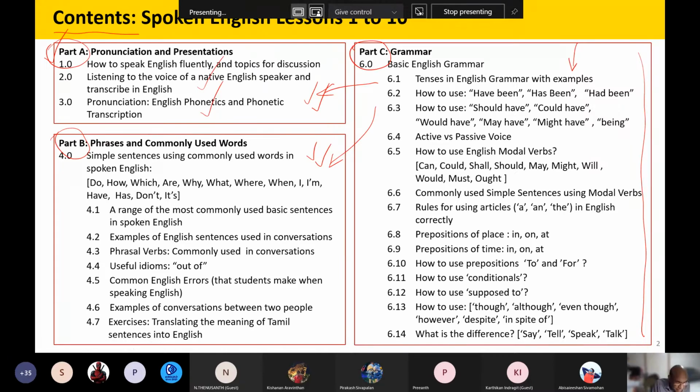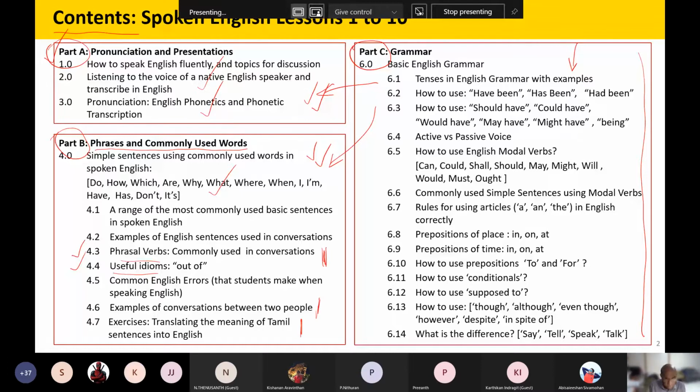The next part is the phrases and commonly used words and sentences. These are words that you need to remember. If you remember, you can speak very well. I've given you some selected sentences. Especially today, since we have time, I might just go through 2 things: the useful idioms and phrasal verbs commonly used in the language. If you can remember these, you will start to speak really well, because you will start to use all of these. And then I did some translation and also conversation between 2 people.